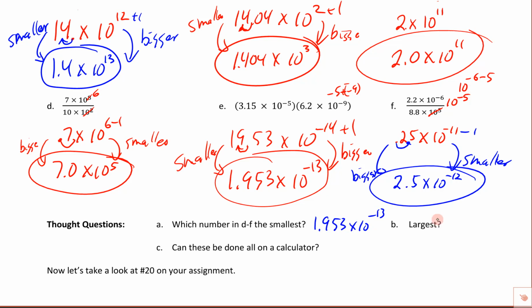Which one's the largest? Well, ones with positive exponents are always bigger than ones with negative exponents. So the biggest one here would be 7.0 times 10 to the 5th. And again, I put the 0 right here. You don't have to. If you just wanted to say 7 times 10 to the 5th, that would be fine.